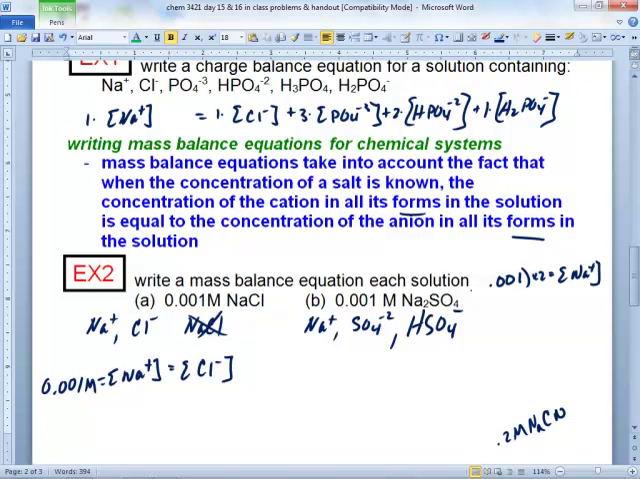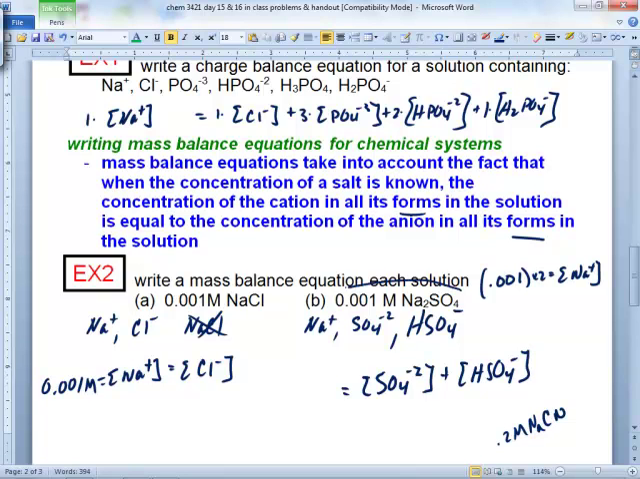We can write it this way. 2 times 0.001 is sodium. That works. Or you could write, what's the concentration of sulfate in all of its forms? Well, sulfate in all its forms is going to be SO4 negative 2 and what? HSO4 minus. So there's sulfate in all of its forms.